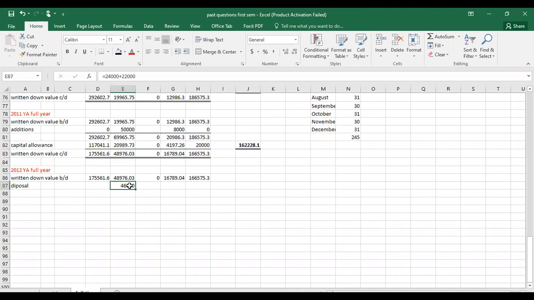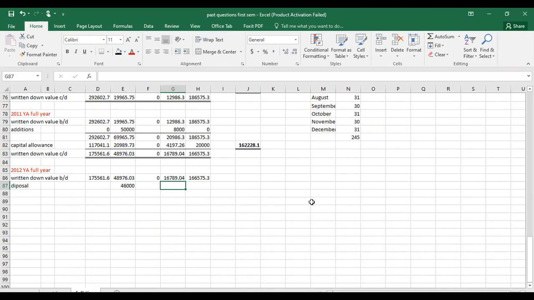Then some office equipment that was bought in 2010 was also sold in July 2012 for 17,000. So look at it. Office equipment as of the beginning of 2012, the value is 16,789. And we are selling the thing for 17,000. When it happens like this, it means there's a profit. You have made some profit on disposal. And this profit is supposed to be added to your business income or your other business income.